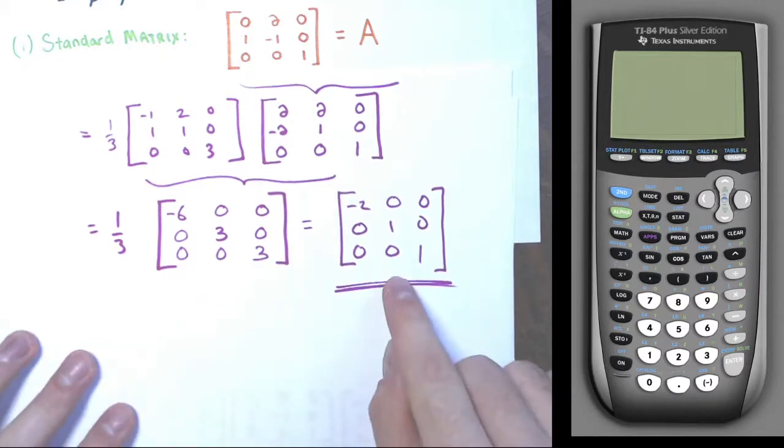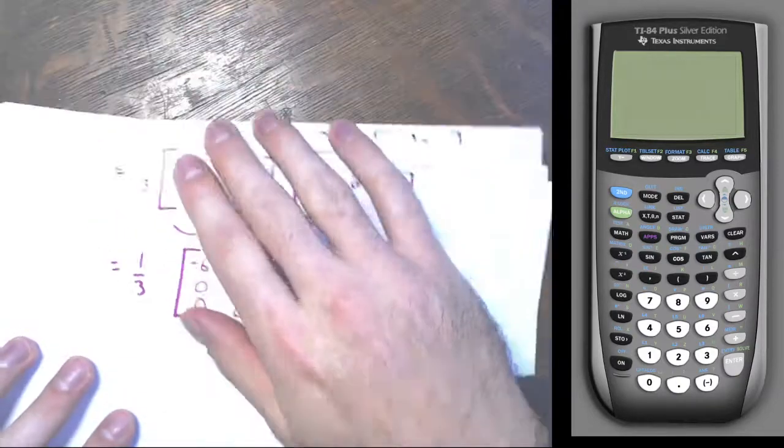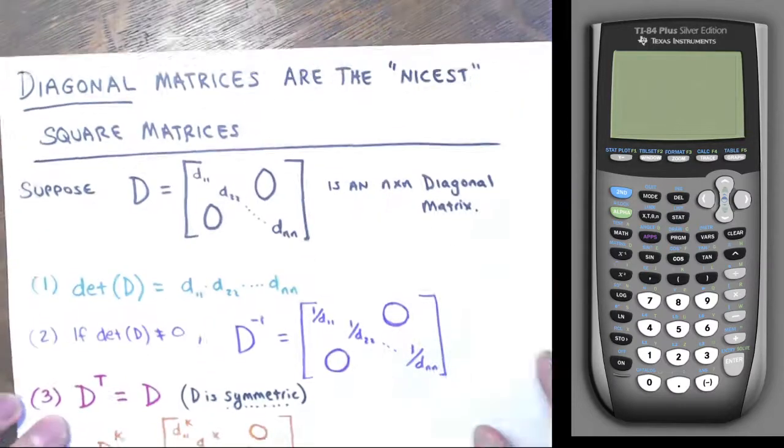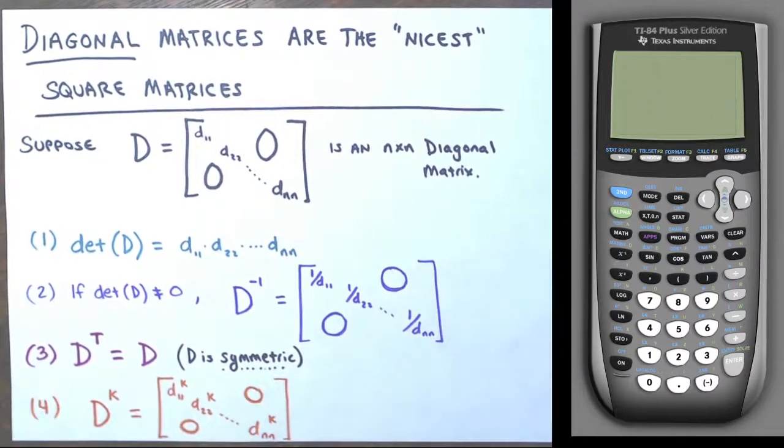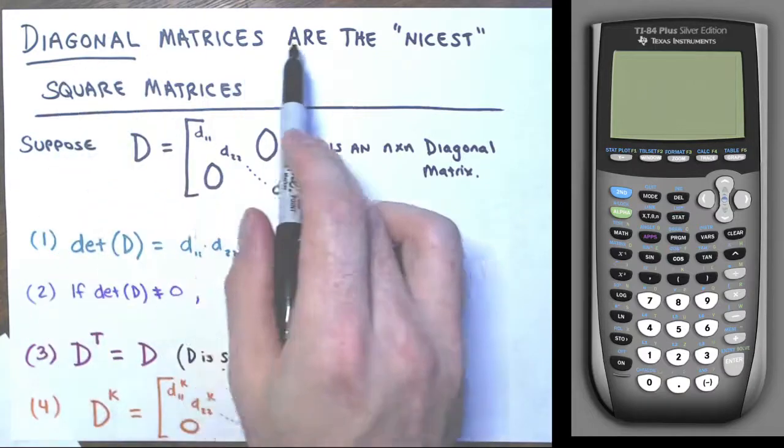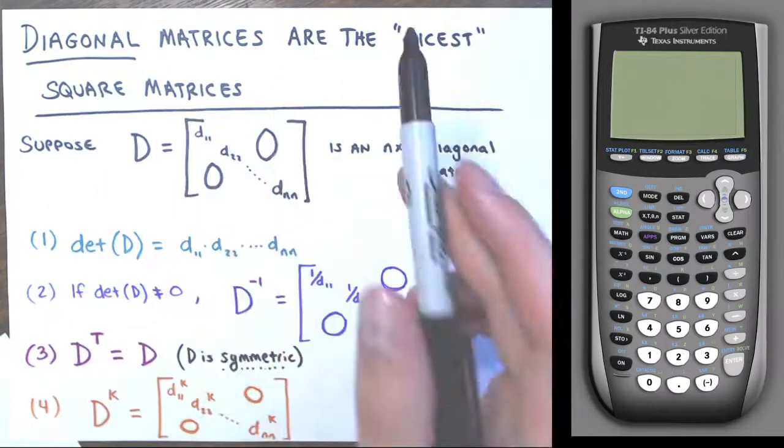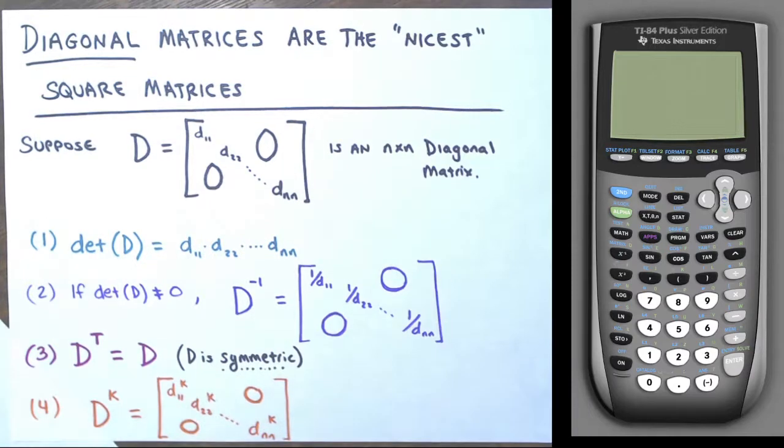But like I said, diagonal matrices are very nice. You would actually prefer to work with diagonal matrices in most cases in your life, studying linear algebra. So I've got a few big results here, big reasons why diagonal matrices are so nice. Diagonal matrices are, say, the nicest square matrices. It depends on what you find as nice or not, but obviously I find them very easy to work with.